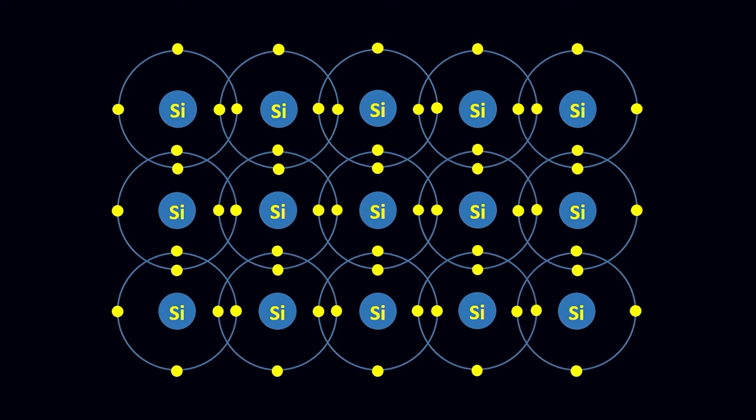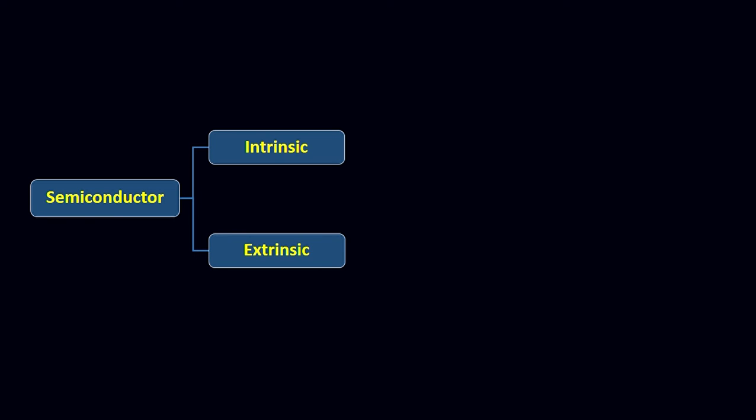Now, at room temperature, some of these electrons may get enough energy to break these covalent bonds and become free electrons, leaving behind a vacancy or a hole. These free electrons allow current to flow when we apply voltage across it. Now semiconductors are classified into two categories: intrinsic semiconductors and extrinsic semiconductors. An intrinsic semiconductor is the semiconductor in its purest form, that is, without any impurities. On the other hand, in an extrinsic semiconductor, external impurities are added to change the conductivity. This process of adding impurities is called doping.